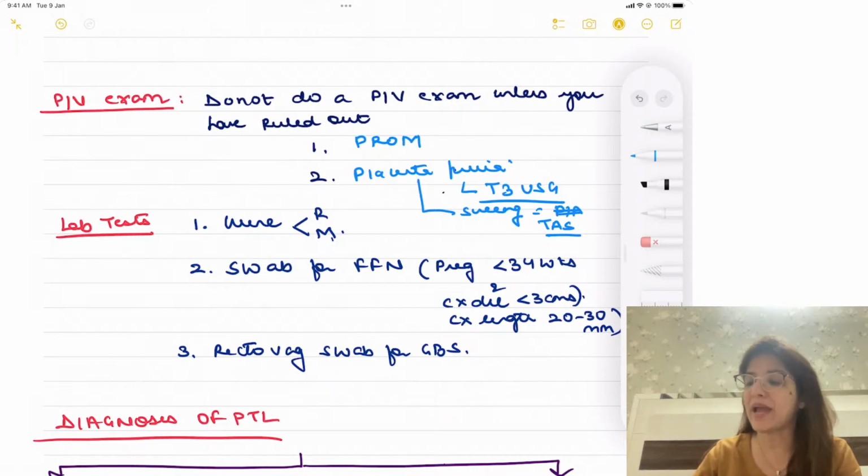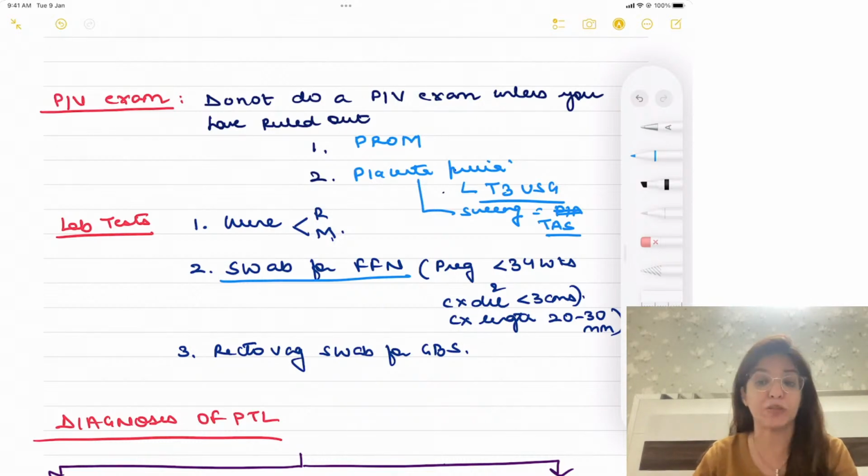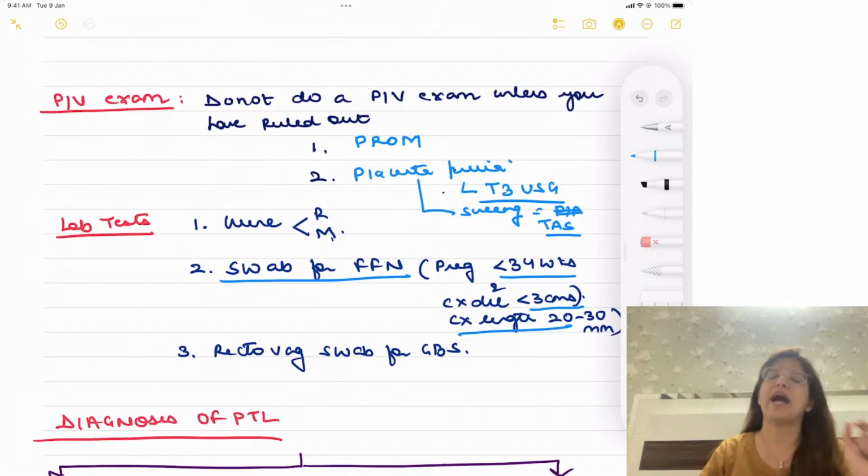Please remember the mandatory conditions in which a fetal fibronectin swab has to be taken, a cervicovaginal swab for testing fetal fibronectin. It should be taken when a patient comes to you with preterm labor at less than 34 weeks, and the dilatation of the cervix is less than 3 centimeters, and the length of the cervix is between 2 to 3 centimeters.